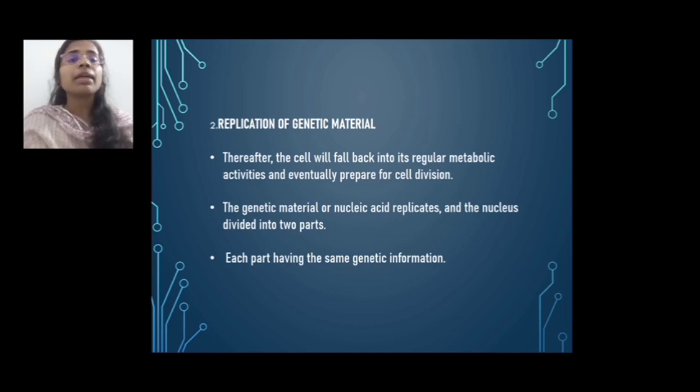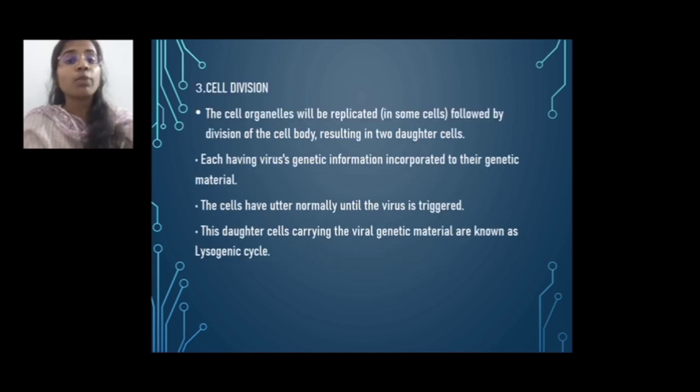The second step is the replication of the genetic material. Therefore, the cell will fall back into its regular metabolic activities and eventually prepare for cell division. The genetic material, or nucleic acid, replicates and the nucleus divides into two parts, each part having the same genetic information.